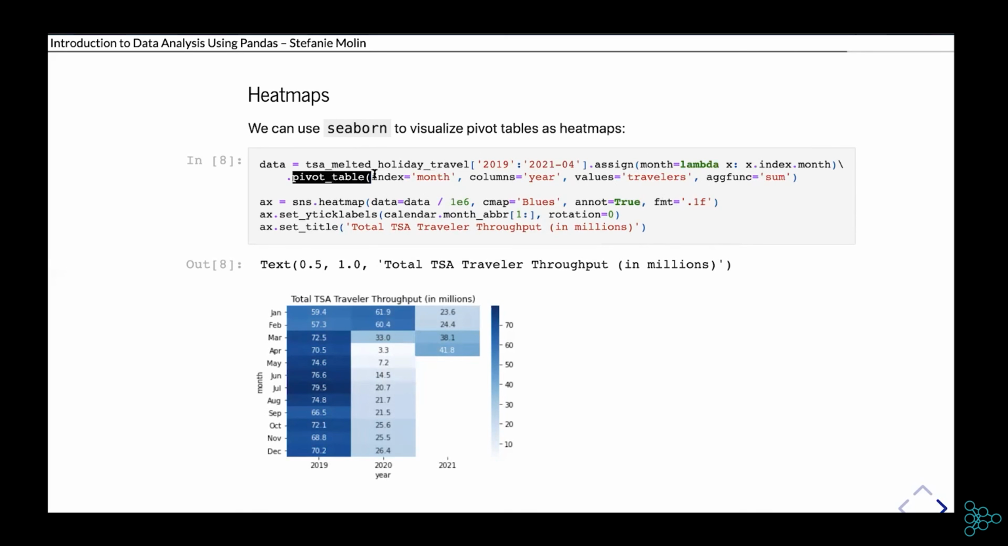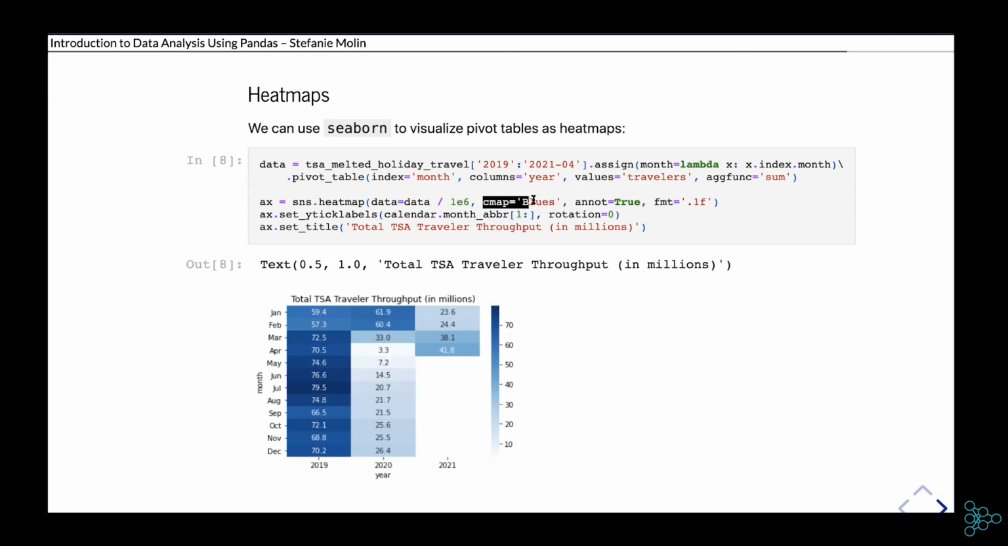We once again create our pivot table with distinct values of the month in the index, distinct values of the year column along the columns, and we're aggregating the travelers column as the sum. So that's pretty much what we had before. That's our data. Now we call sns.heatmap. We're passing in our data, which is that pivot table we just created, divided by 1 million, because we want to be able to show annotations.